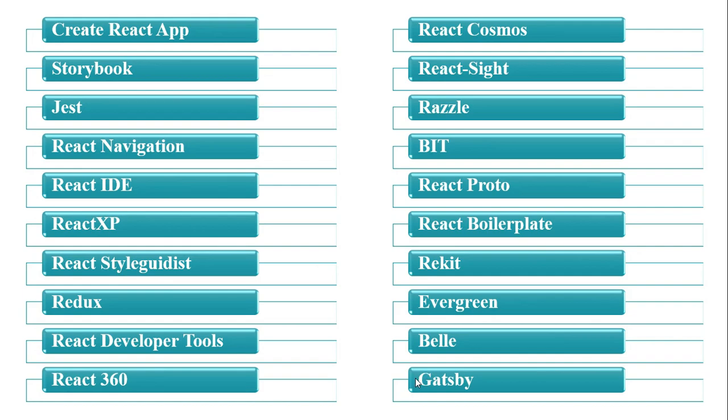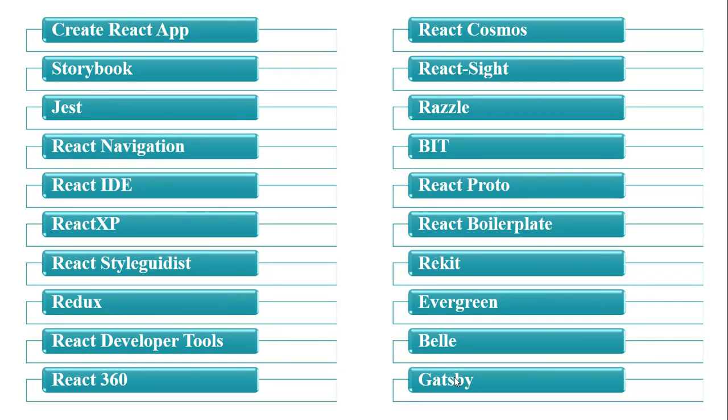Next is Belle. Belle provides you with a lot of reusable React components, like toggle, combo box, rating component, buttons, text boxes, etc. And all of these components are optimized to work on both mobile and web applications, so they are very responsive in nature. Last but not the least is Gatsby. Gatsby.js, it's a free and open source framework based on React, that helps developers to build very optimized, or you can say fast, web applications and websites.